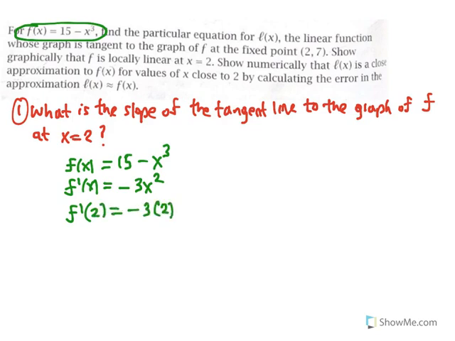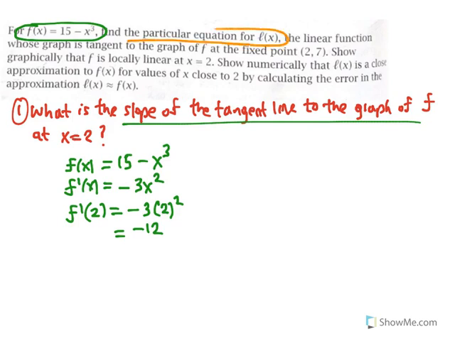And now we will evaluate the derivative at x is equal to 2, and we'll have negative 3 times 2 squared. So 2 squared is 4. Negative 3 times 4 is negative 12. So that is the slope of the tangent line to the graph of f at x is equal to 2. So what is it that we want to do? We want to find the particular equation for the tangent line to the graph of f at this point of tangency.